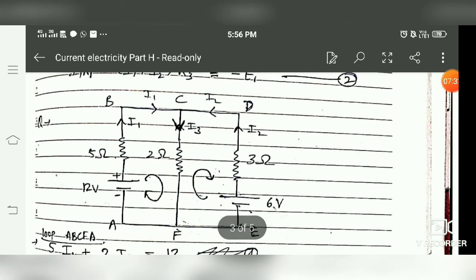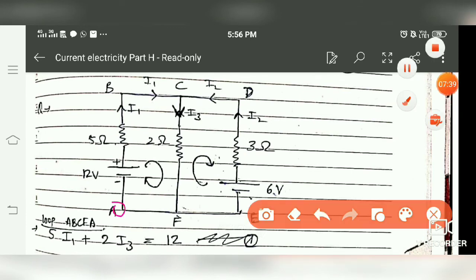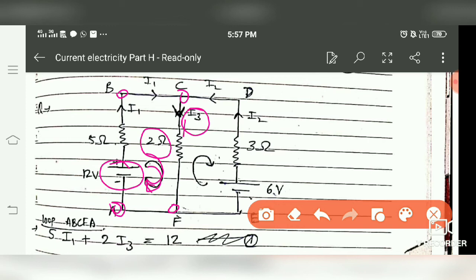Now let's solve this example. Here we are taking the first loop A, B, C, E, F, A. We are traversing in, say, clockwise direction. Current is in this direction and we are also in clockwise direction. So it is 2 ohm into I3. This is 12 volt, which is plus. This is plus 5 into I1. So we get 5 I1 plus 2 I3 is equal to 12.